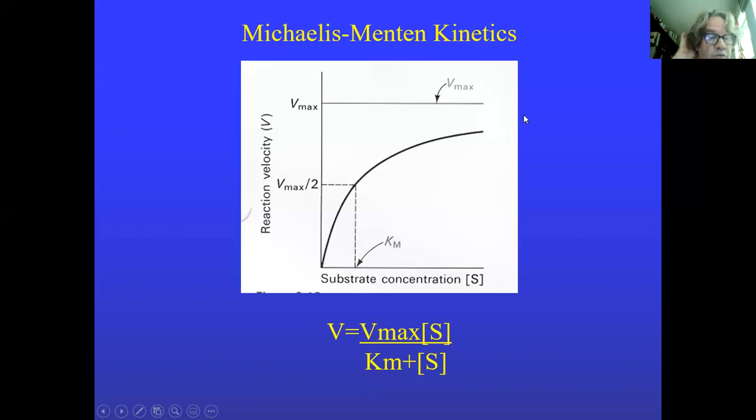And you should, in the next few minutes, think about why that might be. We'll talk about that in a second, but think about why that might be. At some point, you're going to reach a substrate concentration where the velocity cannot be increased any further, right? And that is what's called the Vmax. It's the maximum velocity of the reaction.